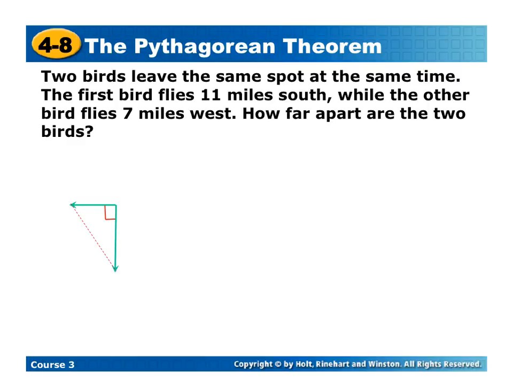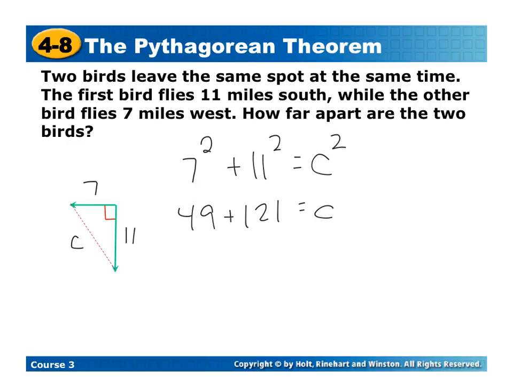Alright, so now it's your turn. Why don't you go ahead and pause the video, try this one out on your own and see how you do. So on this one, once again, we have that it's flying 11 miles south, and the other bird is flying 7 miles west, and we want to know how far apart they are. So we have 7 squared plus 11 squared. It's going to equal our distance squared, or c squared. So we have 49 plus 121 is equal to c squared.